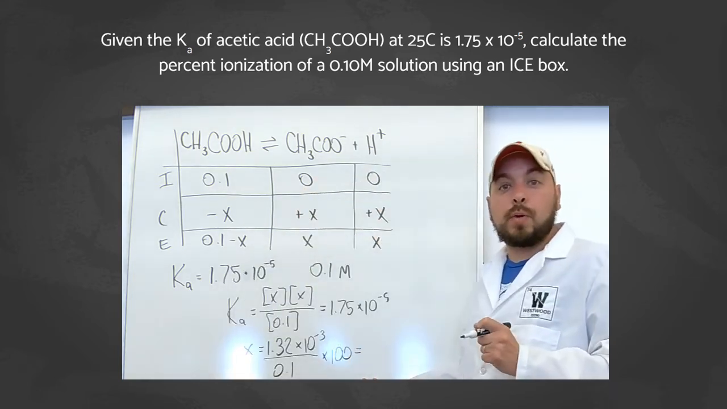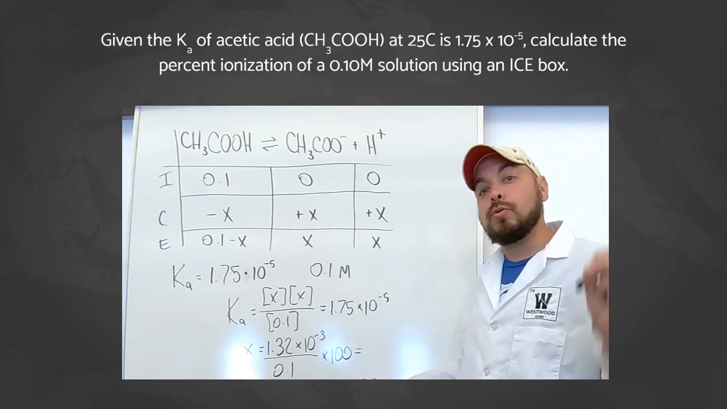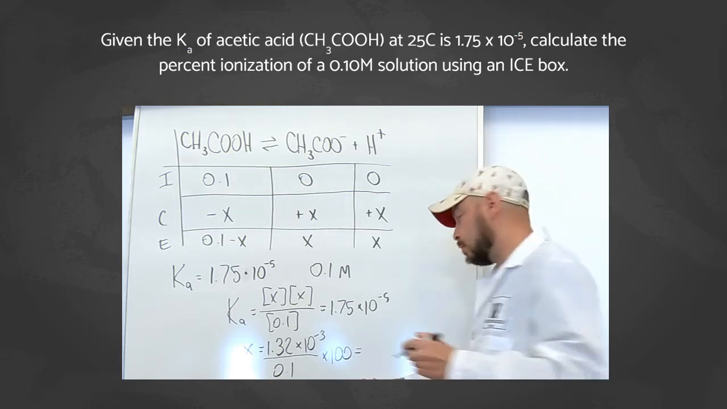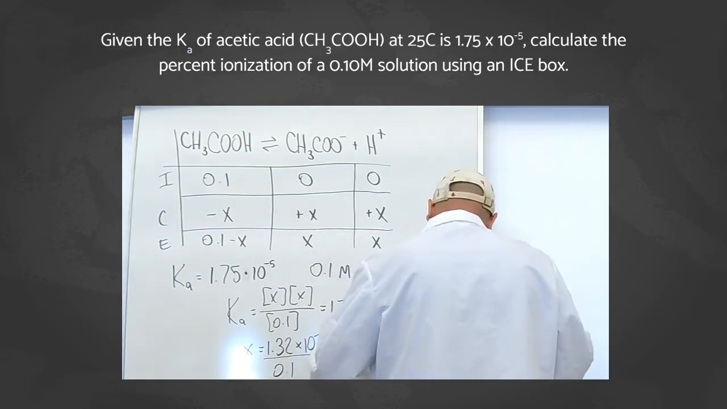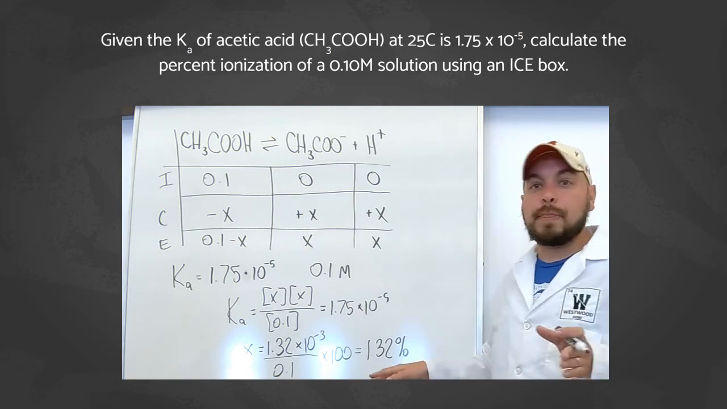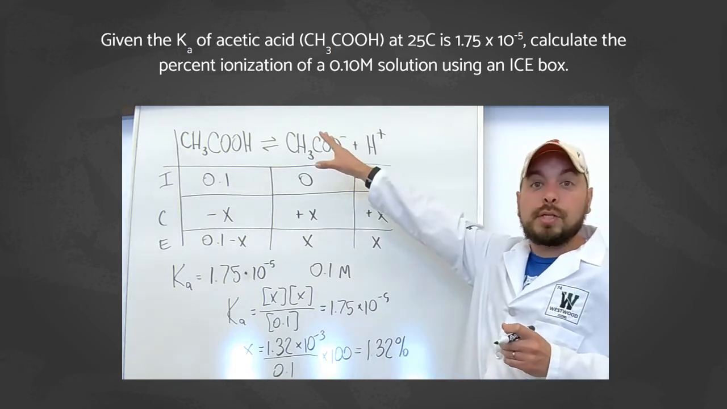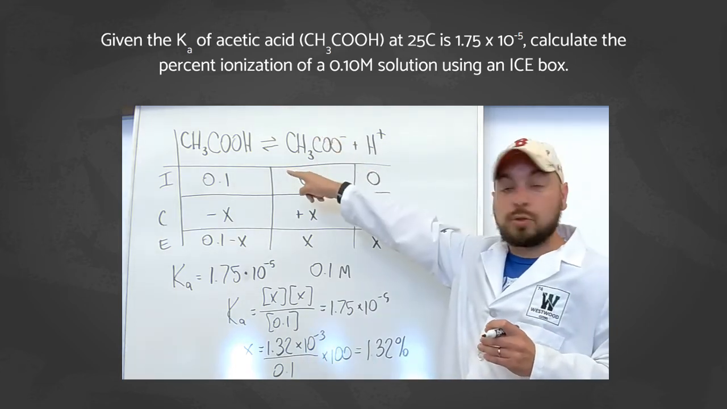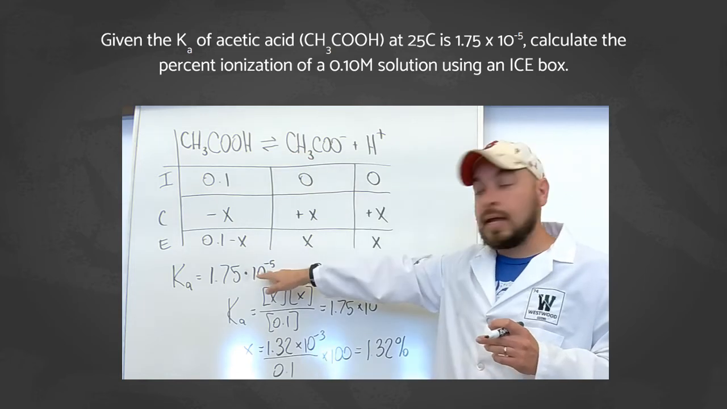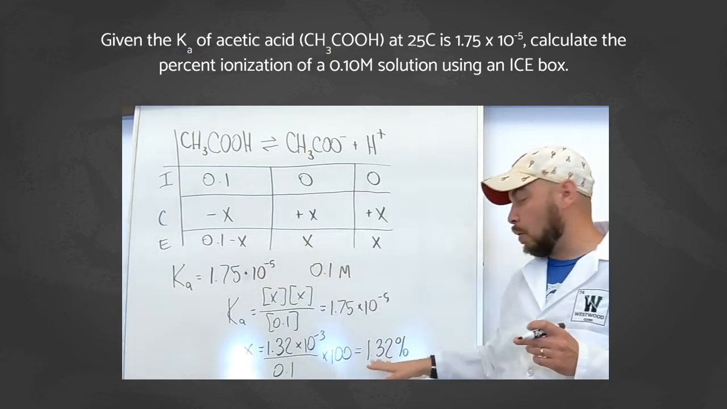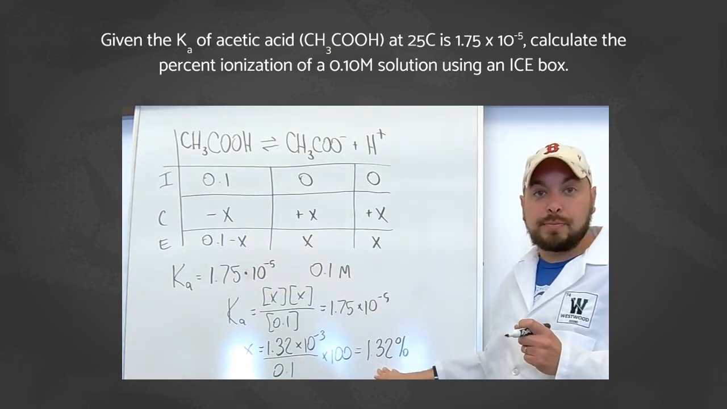That means that we are 1.32% dissociated. So this is how we solve using the initial concentration of our weak acid and the Ka value to find our percent ionization.